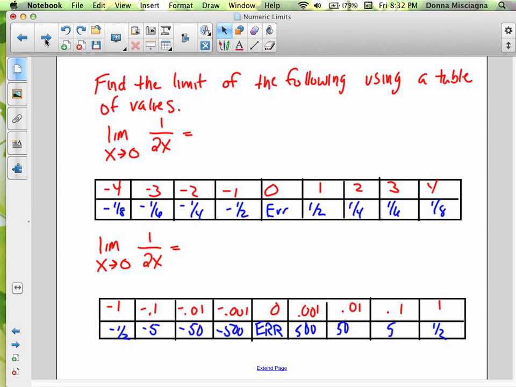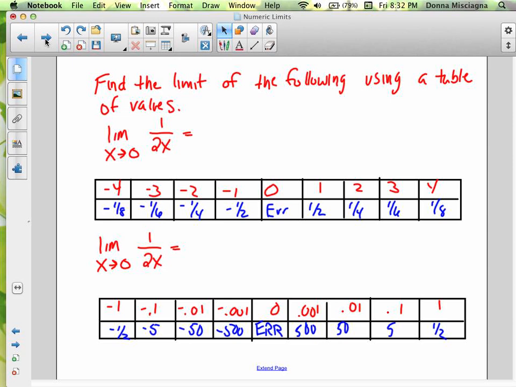2, we get 1/4. 3, we get 1/6. 4, we get 1/8. Yeah, these values are not very close to 0, are they? 1 and -1. So we got 1/2 and -1/2. Do we have a limit here? Well, let's look a little bit closer, and let's look between -1 and 1. So now I've plugged in values that are even closer to 0, right?